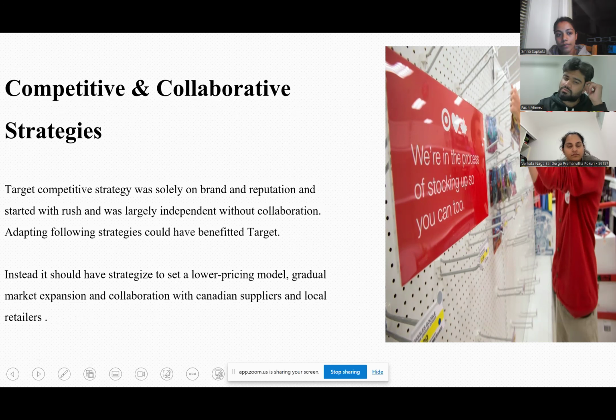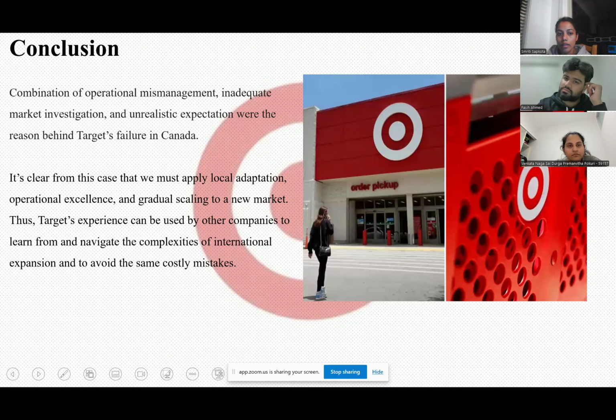Next slide, please. To conclude, even though Target was a strong retailer in the US market, after about 2 years in Canada, it faced a huge financial loss and needed to close down its stores because of operational mismanagement, inadequate market investigation, unrealistic expectations, and poor pricing and product strategy. We need to understand that whenever we are trying to scale to a new market, we must consider local adaptation, pricing and operational effectiveness, and also make a planned market expansion.